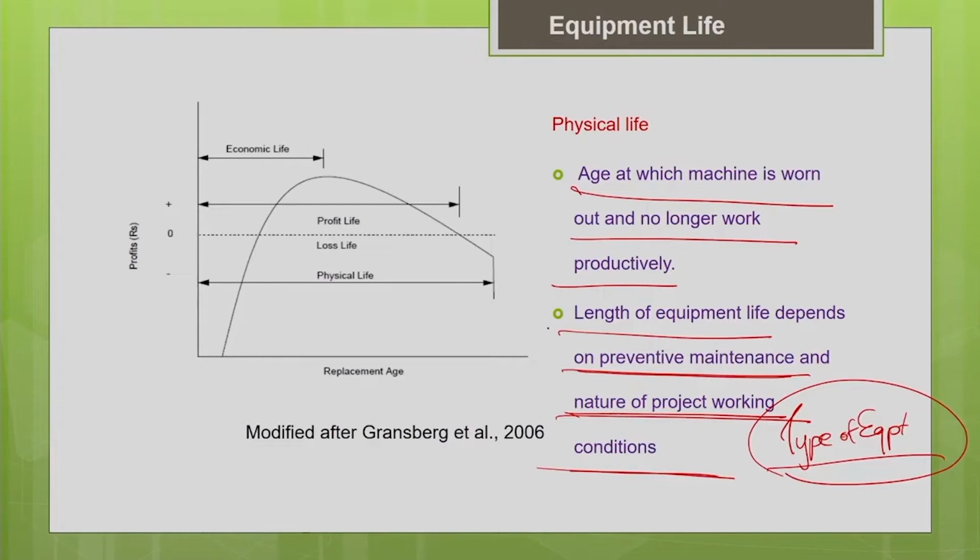If you take care of your machine in a proper manner, it will last for a longer time. So the length will vary depending upon the care you show towards the machine. This is what is called the physical life of the machine. It refers to the entire life, as you see from this picture.